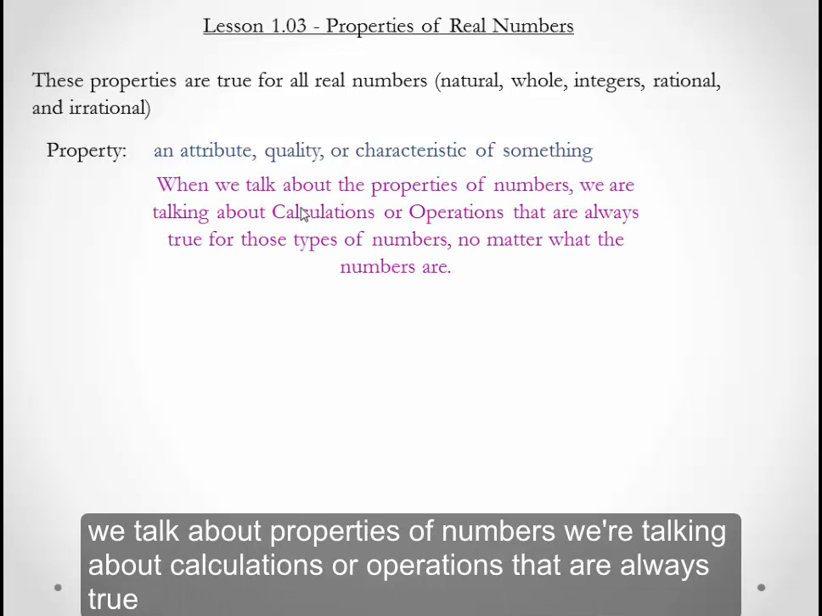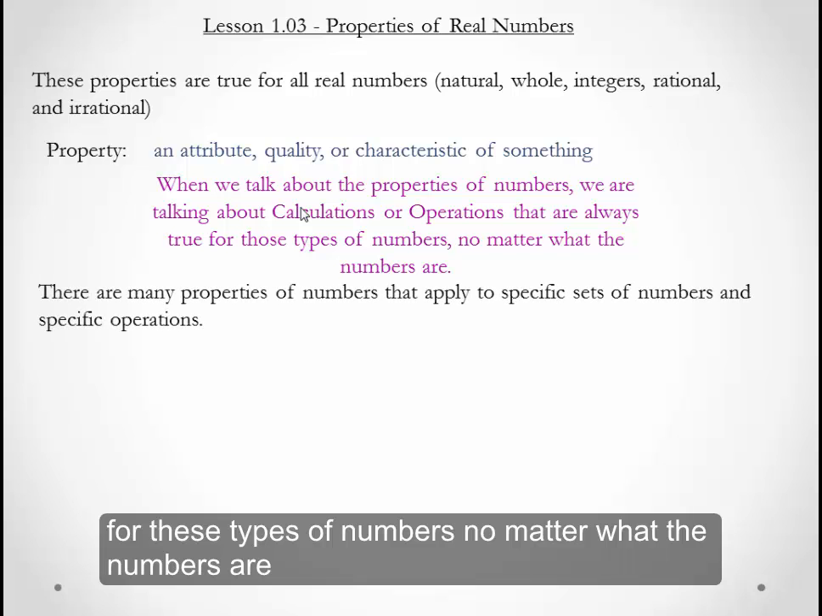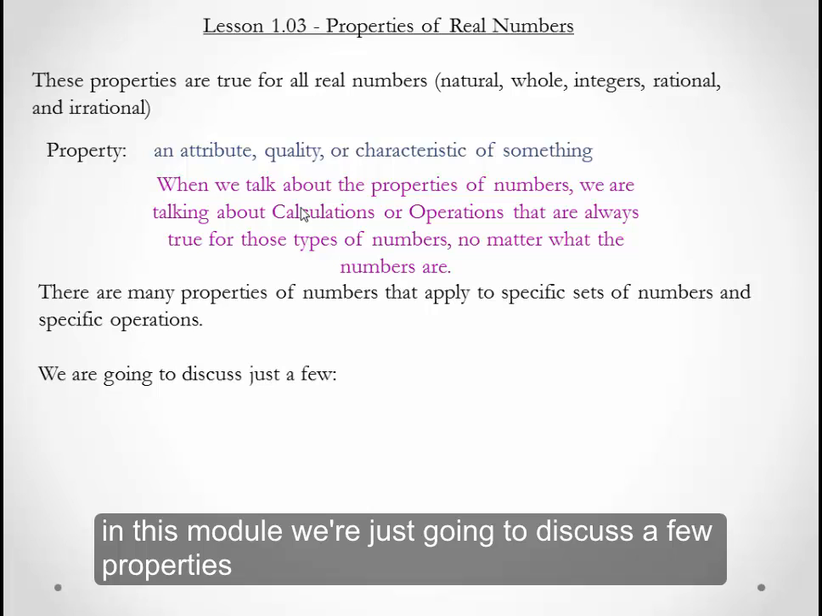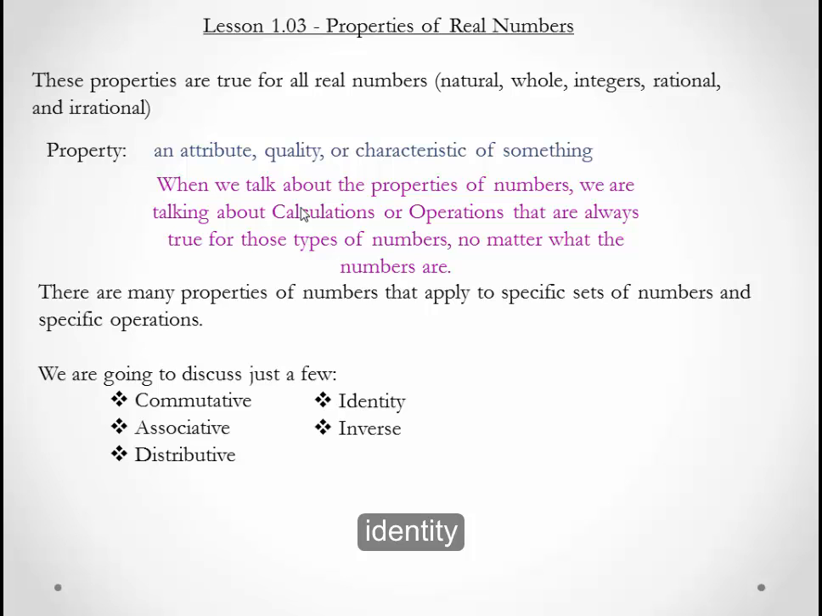When we talk about the properties of a number, we're talking about calculations or operations that are always true for these types of numbers, no matter what the numbers are. There are many properties of numbers that apply to specific sets of numbers or specific operations. In this module, we're just going to discuss a few properties: commutative, associative, distributive, identity, inverse, and transitive.